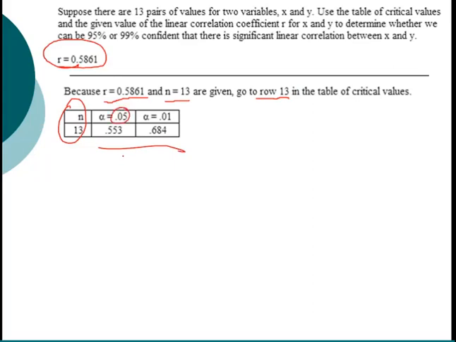So the 0.05 means that if you've got this number for your correlation coefficient, then your probability of not being a linear correlation is less than 5%. So this is saying less than 5% chance. In other words, on the positive, you are 95% confident. Okay, that's what this would mean.